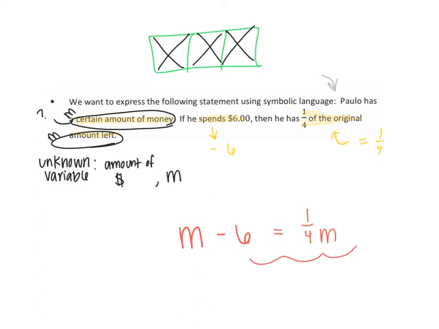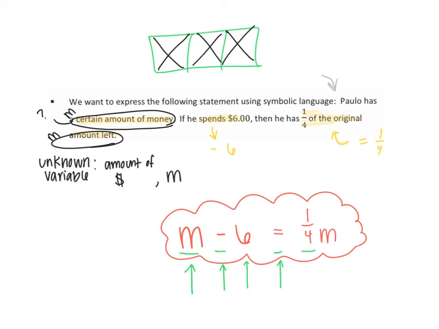Now, before I'm done, I want to check to make sure I've represented every part of this in my answer. We're just going to go through one more time and do it. Paulo has a certain amount of money, okay? He spends $6. Spends is our subtraction sign, and 6 is $6. Then he has, so then that equals 1/4 of, which means times, of the original amount, which was M. And we are done here.